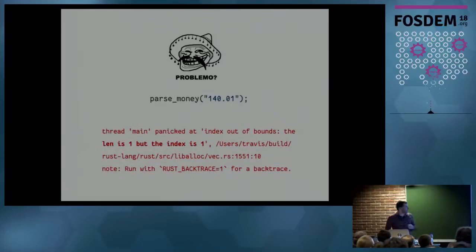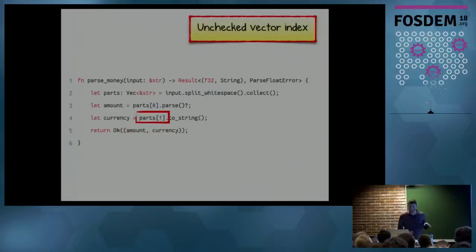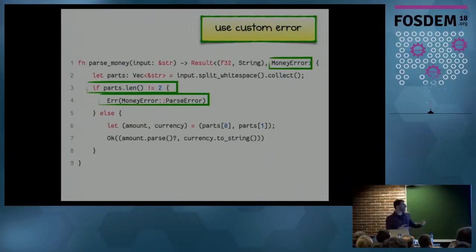And why? Actually, let me show that cat again, just for good measure. I forgot that I had it in the slides. We parse the first element. We try to get the first element from our vector, which is undefined. We should handle that. We can handle that explicitly and say, if the length of our vector is not 2, then we don't have an amount and a currency. So then we need to return an error.